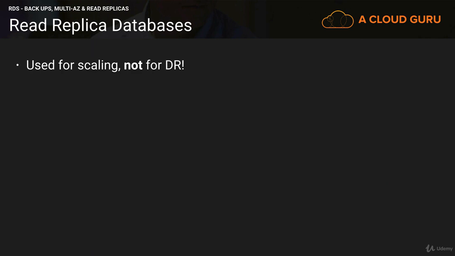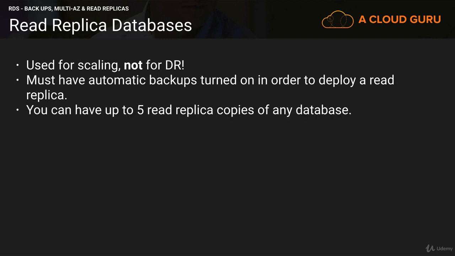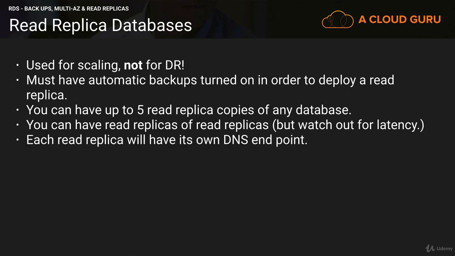If you need to scale out, use read replicas. If you need disaster recovery, you want multi-AZ. You must have automatic backups turned on in order to deploy a read replica. You can have up to 5 read replica copies of any database, and you can have read replicas of read replicas, but watch out for latency.